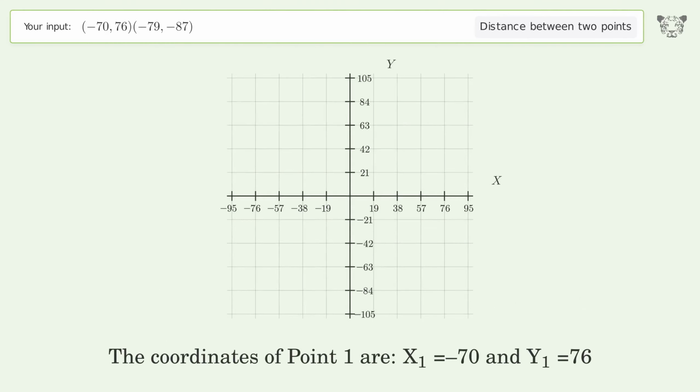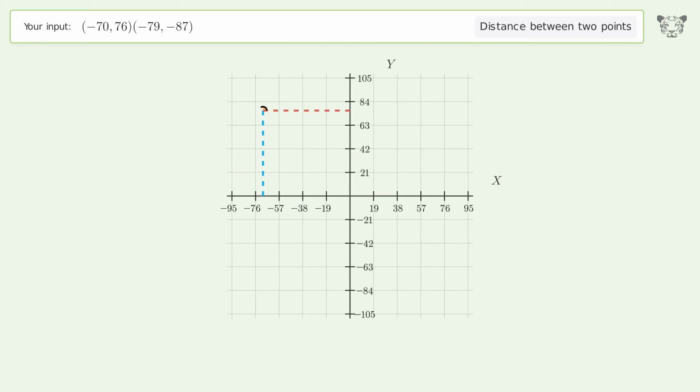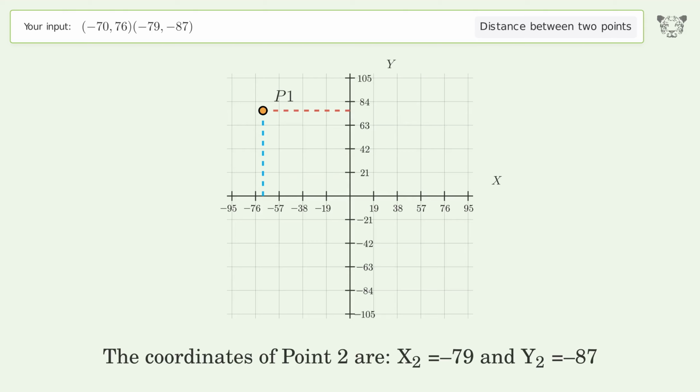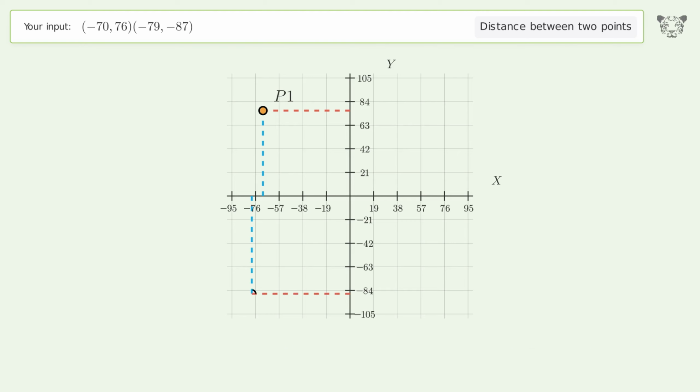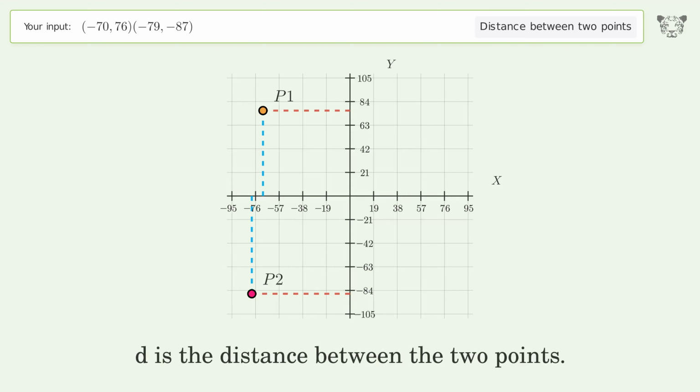The coordinates of point 1 are x1 equals -70 and y1 equals 76. The coordinates of point 2 are x2 equals -79 and y2 equals -87. D is the distance between the 2 points.